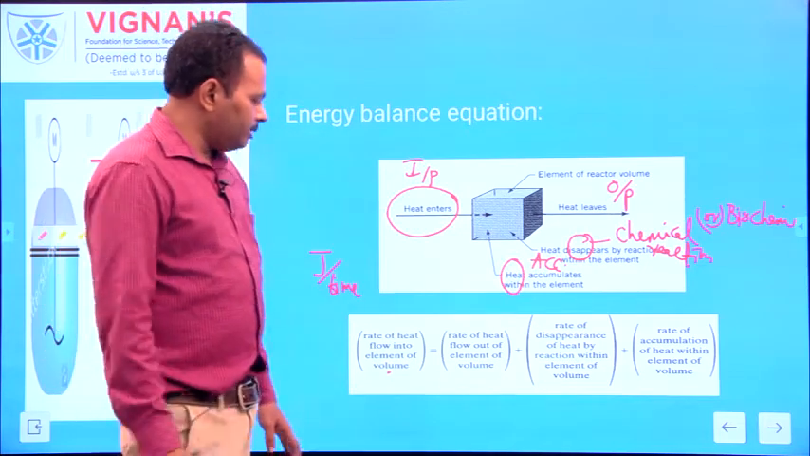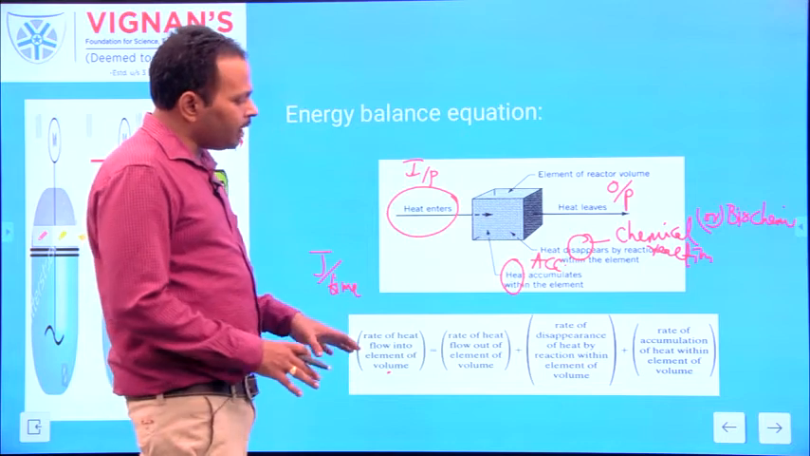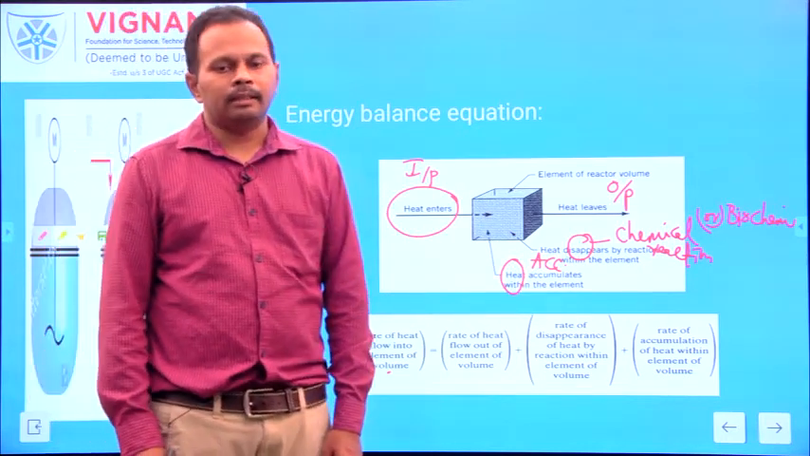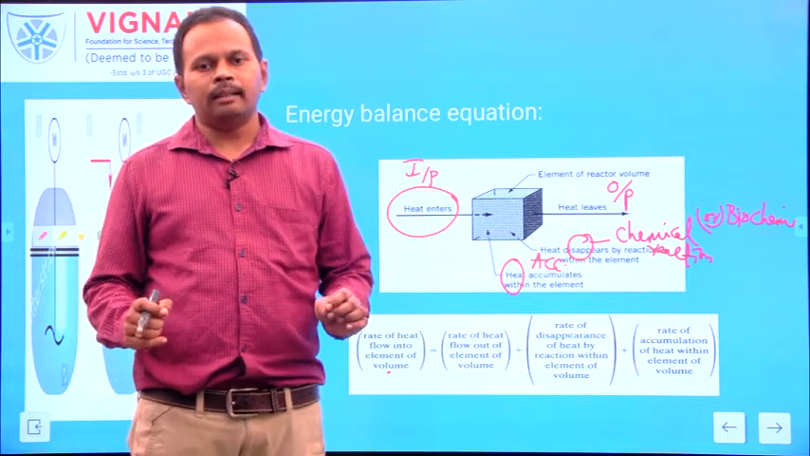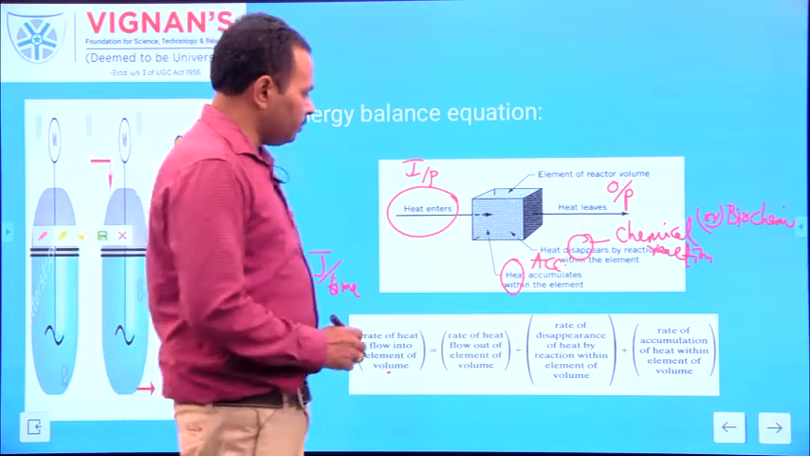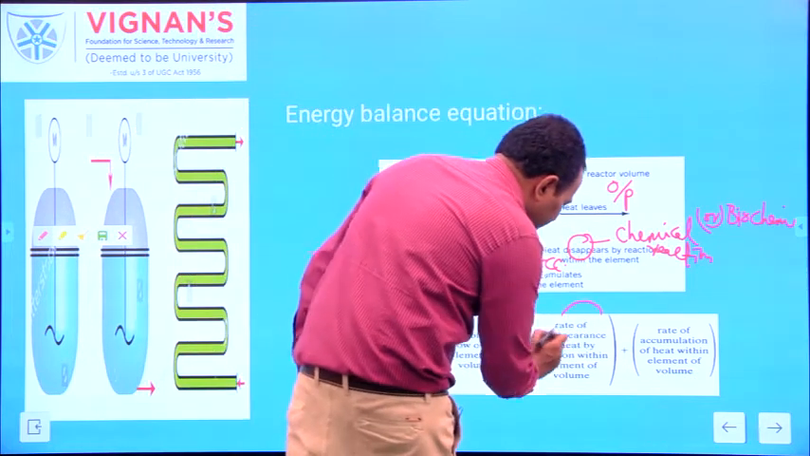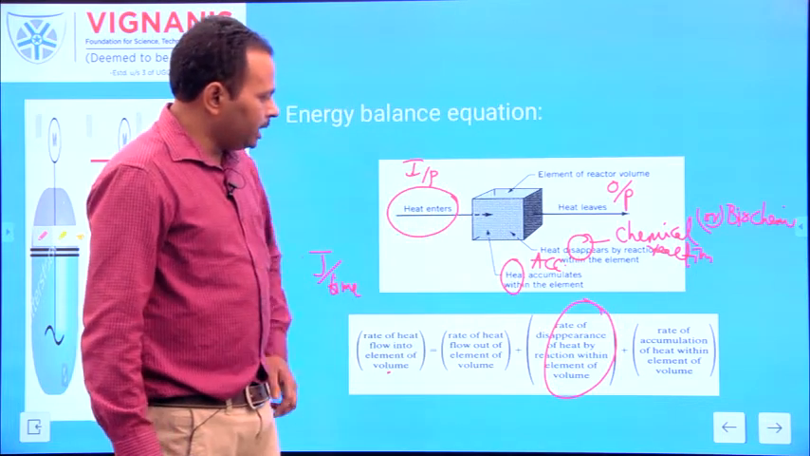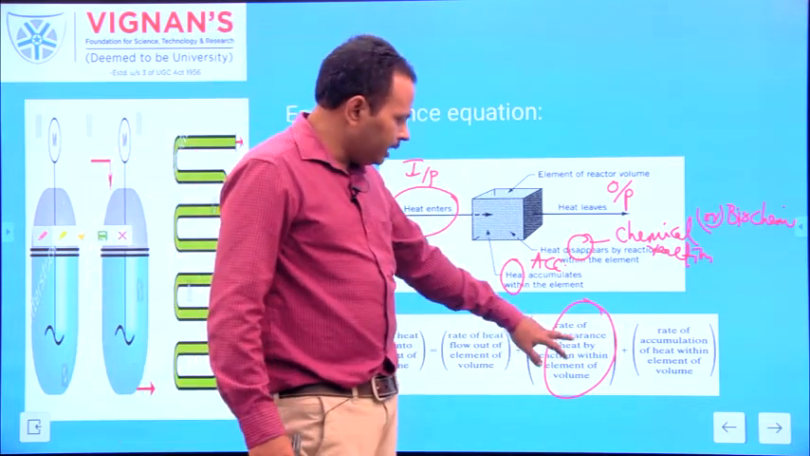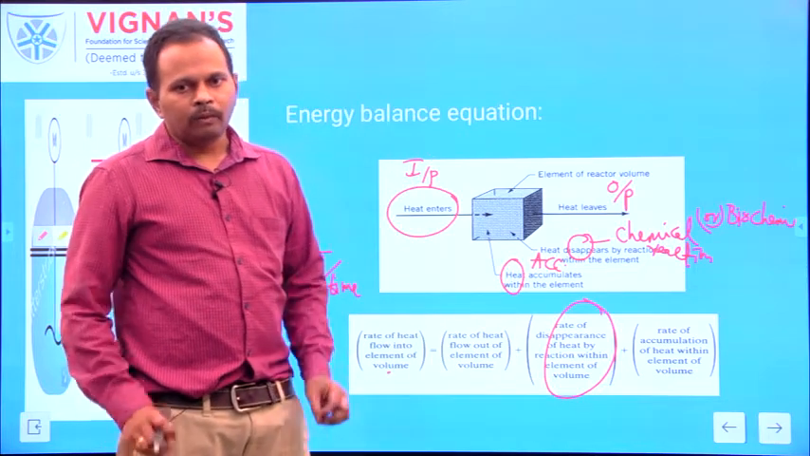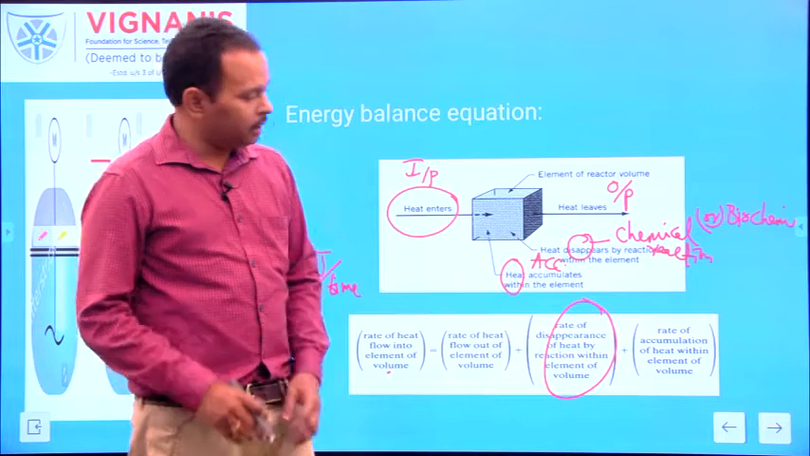And the next point is, how can we combine this material balance equation with the heat balance equation? At what point are these two equations combined with each other? Here, at the third term, we can combine the material balance equation with the heat balance equation. What is the third term in the material balance equation? Rate of reactant loss due to chemical reaction. What is the third term in the heat balance equation?